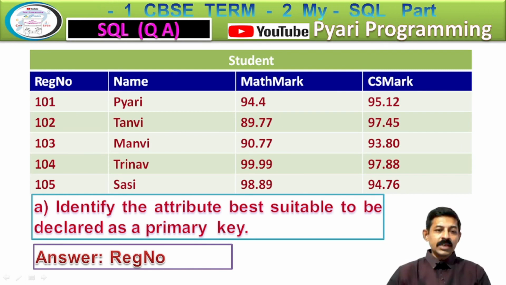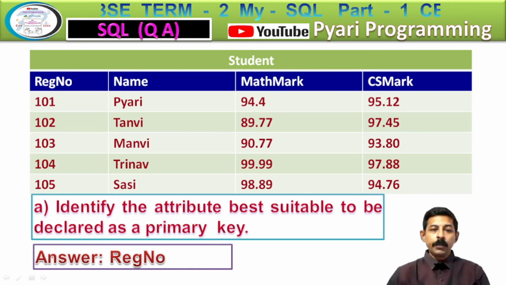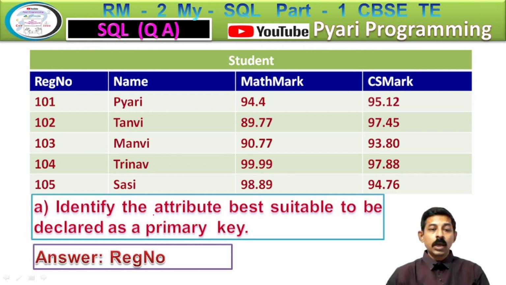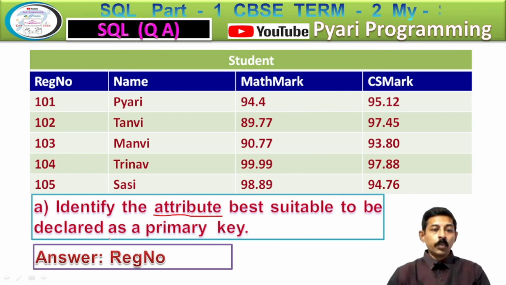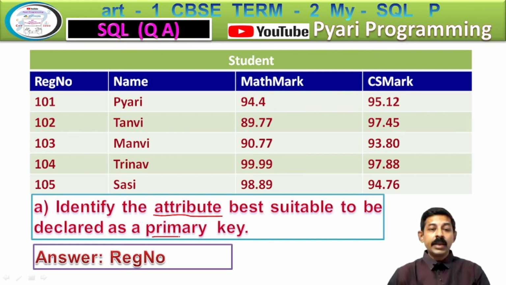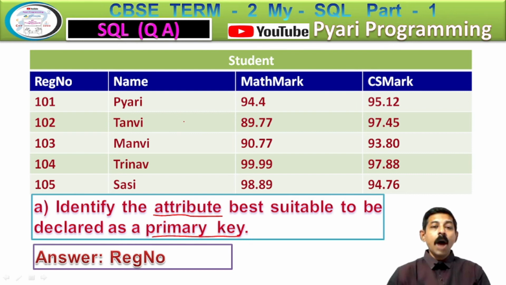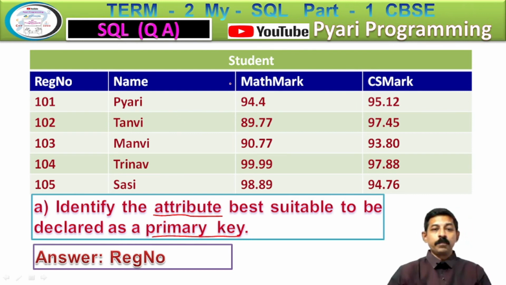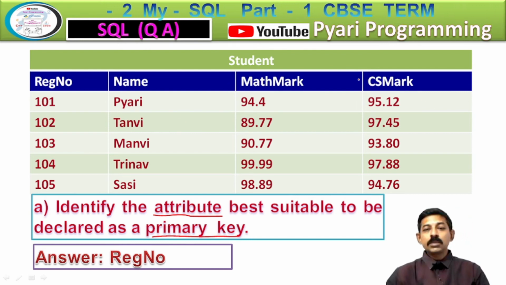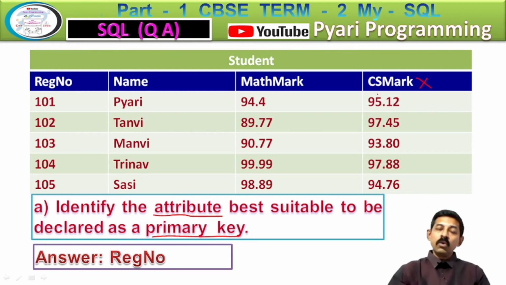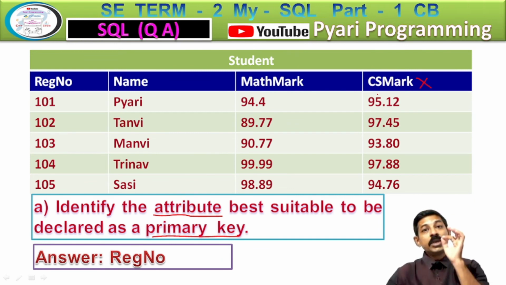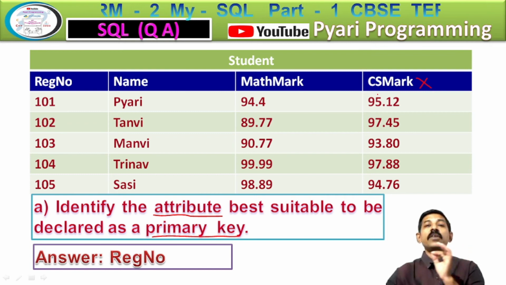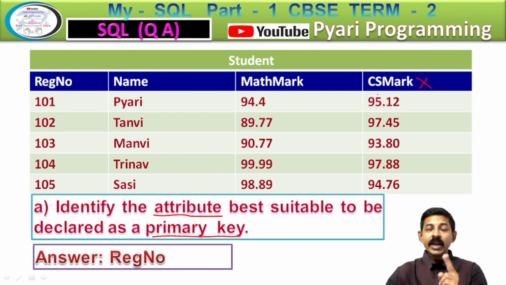Now the question says identify the attribute, that means column, best suitable to be decided as a primary key. इनमें आप किसको प्राइमरी की ले सकते हो? चलो यहां से देखते हैं. CS mark, we cannot take CS mark as a primary key because we know that 2 candidates can have same marks, but primary key must be unique, which can uniquely identify a record. It should not have duplicate value.